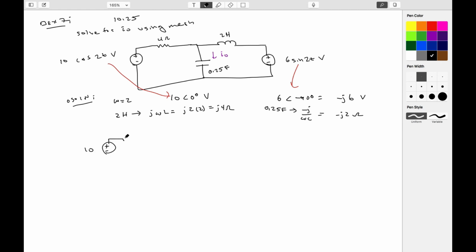10, 4, negative J2, J4, and negative J6.